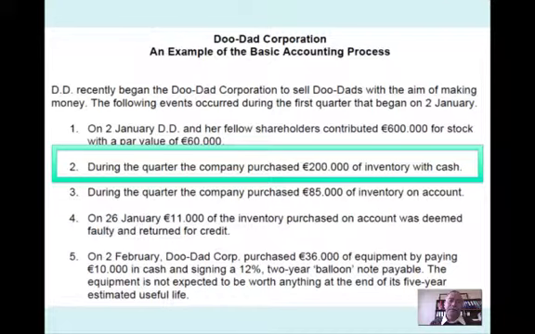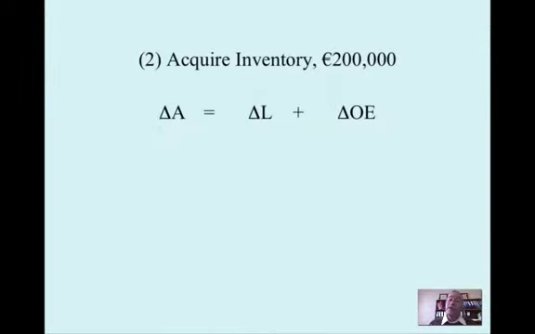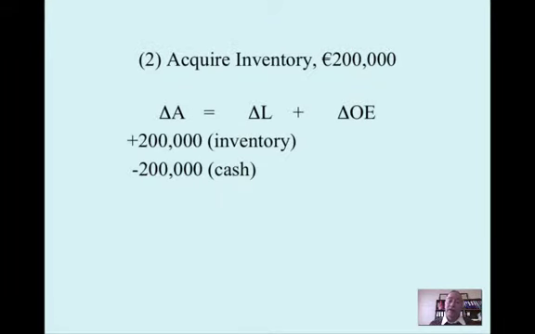In transaction number two, it says during the quarter the company bought or purchased 200,000 euro of inventory for cash. So think of it first in terms of the accounting equation. We have inventory that's increased and cash that's decreased. So we start with, I like to do the cash part first. Cash is a decrease and inventory is increased. Notice that there's no change on the right-hand side of the accounting equation, just a change in the mix of the assets on the left-hand side.